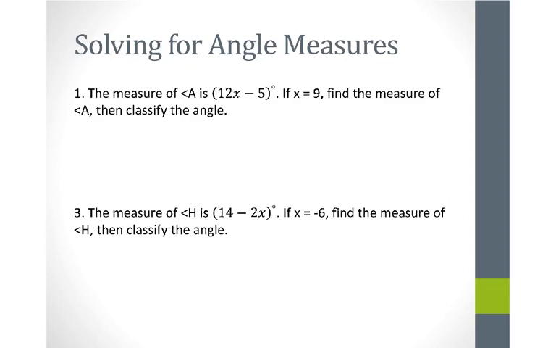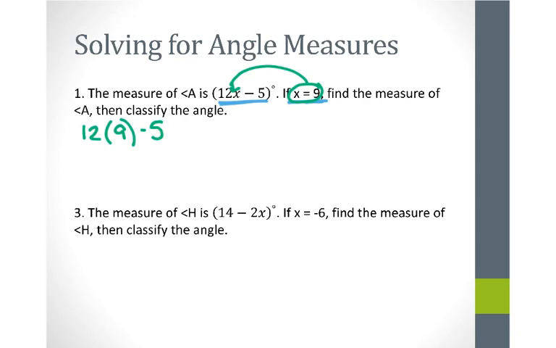Alright, so solving for angle measures. Looking at number 1, the measure of angle A is 12x minus 5. If x equals 9, find the measure of angle A, then classify. They give me an expression and a value for the variable, so you're going to evaluate this expression for x equal to 9. That means we plug in 9 for x, so this becomes 12 times 9 minus 5.